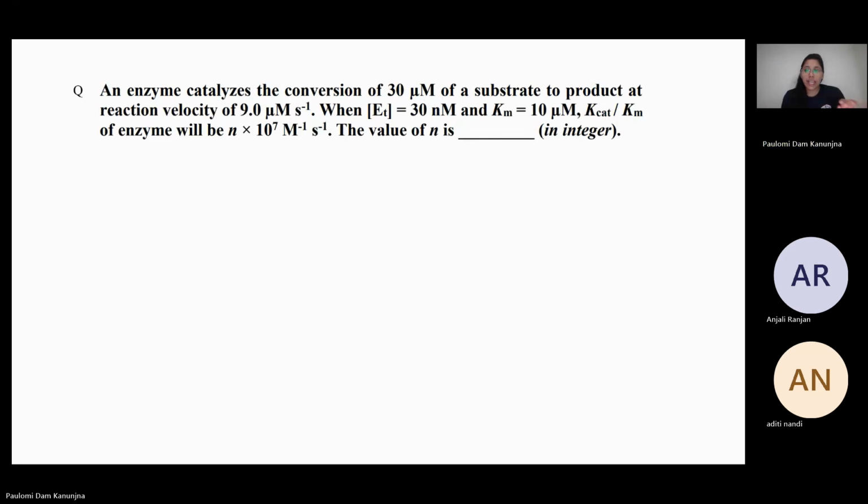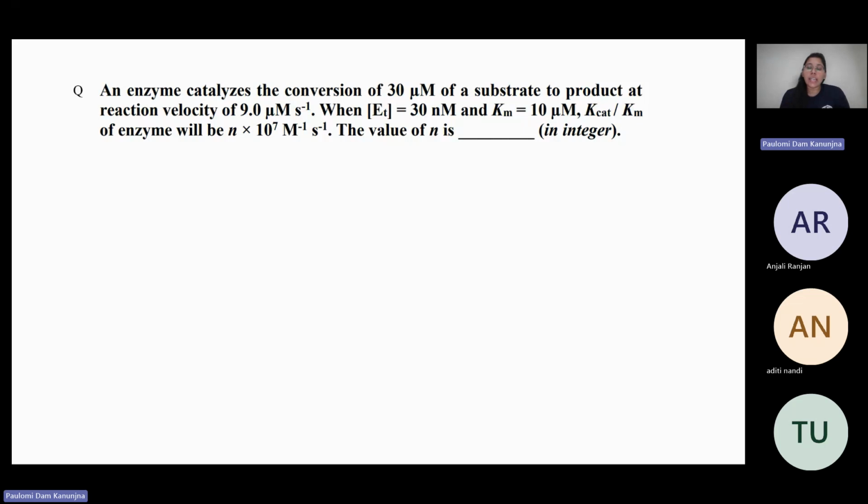So you already have the Km value. So you need to come to Kcat. Kcat is, if you remember, when we are using the Vmax equation. So you try attempting this and then we can discuss the answer. You are given the value of substrate concentration, value of V, value of ET, and value of Km, and you need to find Kcat by Km.